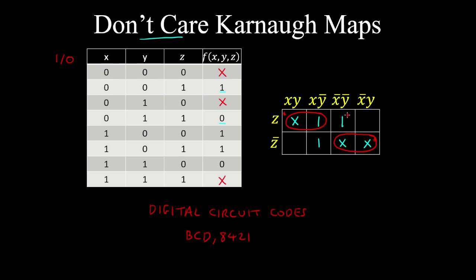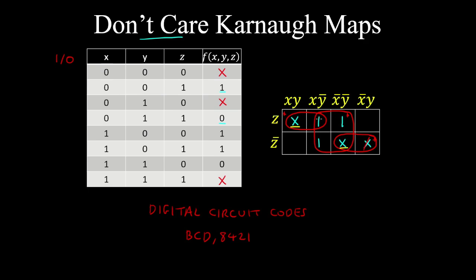And then the uncircled ones are in a block of 4. So we retain the x's included in the blocks that contain 1s. So we keep this x, and we keep this x, and discard this one.